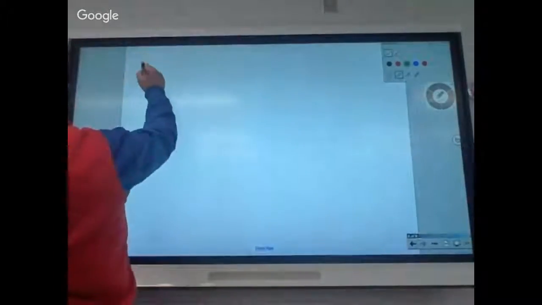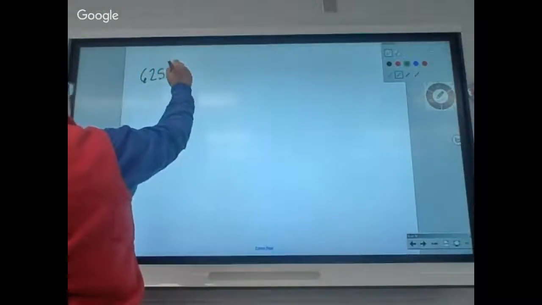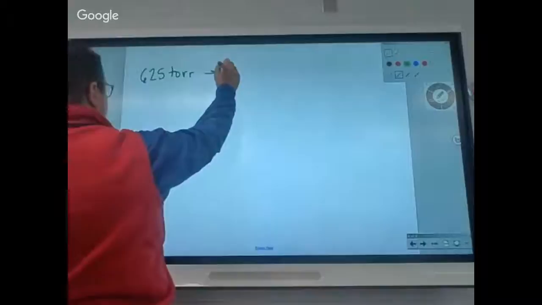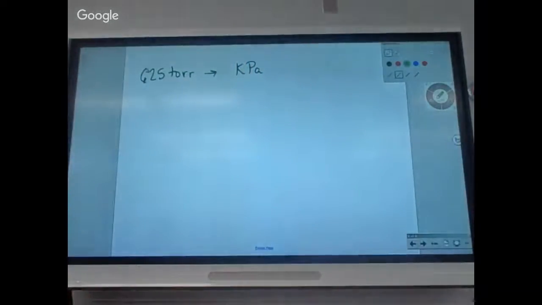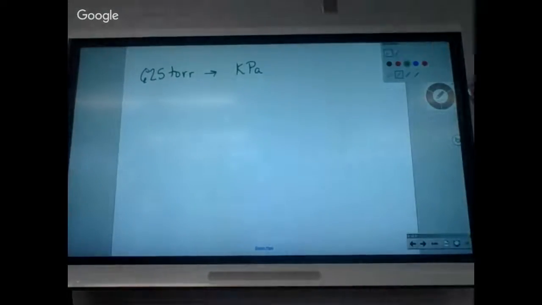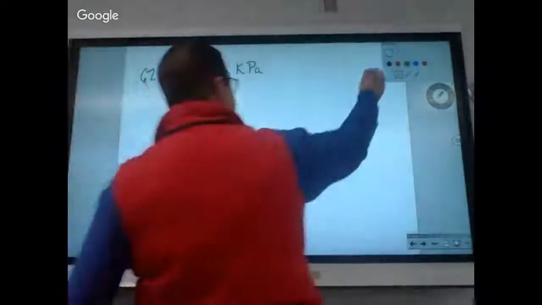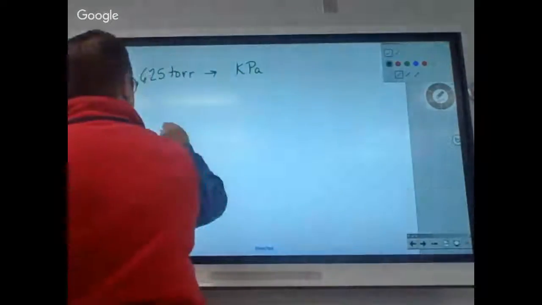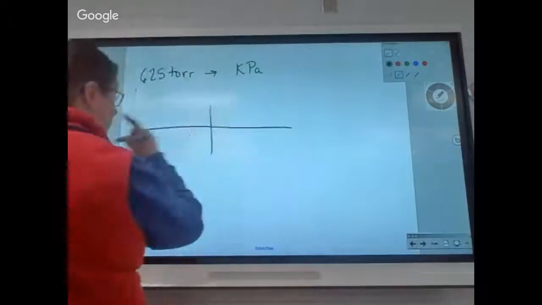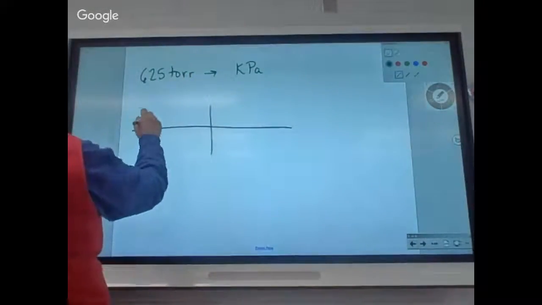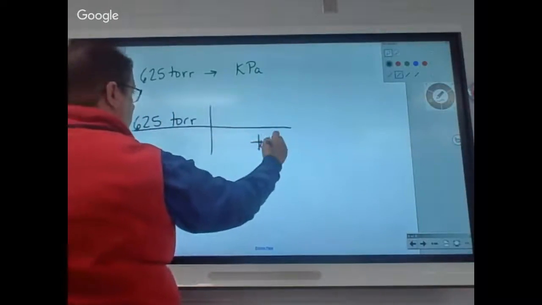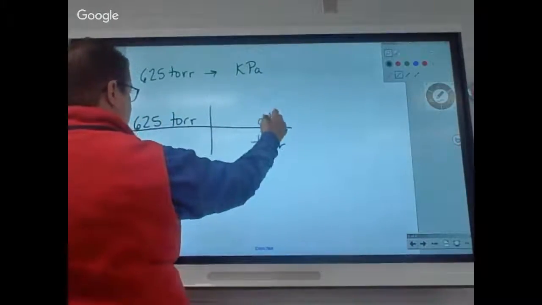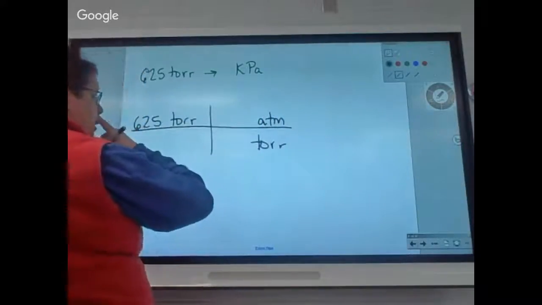Now, if I give you 625 torr, and I want you to change that to kPa, how would we do it? You would take the torr and turn it into atmospheres. So torr, we'd put torr on the bottom. Owen says change them into ATM. We can certainly do that.